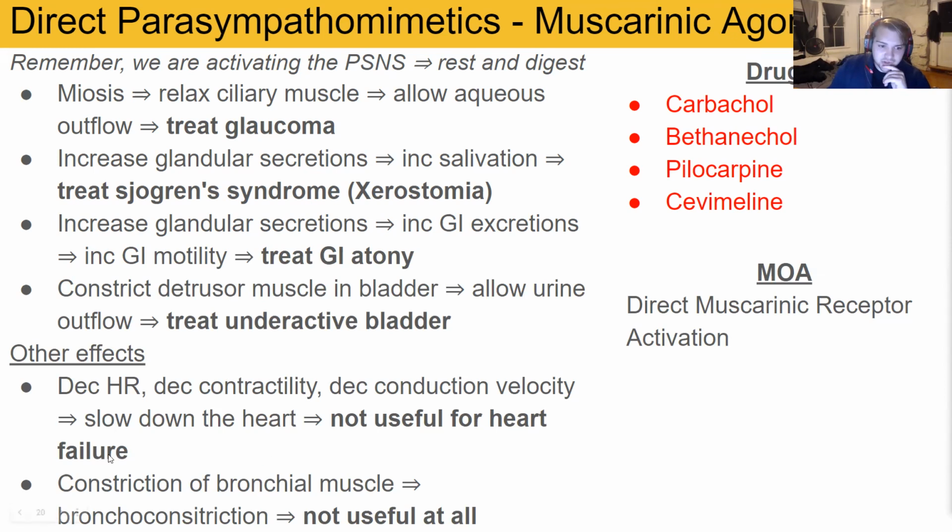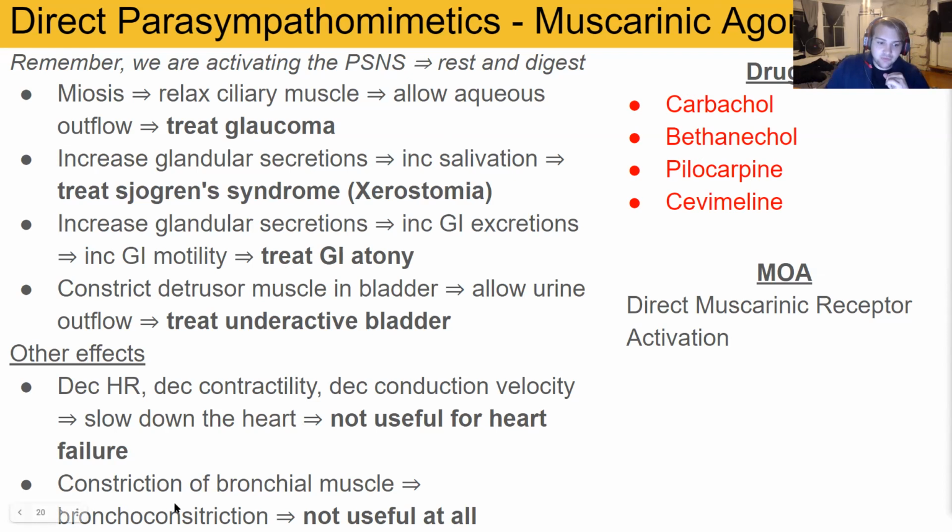Other effects to note, again, is that these are all mostly M1, M3, M5 parasympathetic stimulation, but we also get that M2 and M4. So we're going to be decreasing the heart rate, decreasing the contractility of the heart, and we're going to be decreasing the conduction velocity from the SA to the AV node. All this is going to have an effect of slowing down the heart, which is not useful if our patient has heart failure. If our patient is already having trouble using their heart to a degree that keeps them alive, then we wouldn't want to give them one of these drugs.